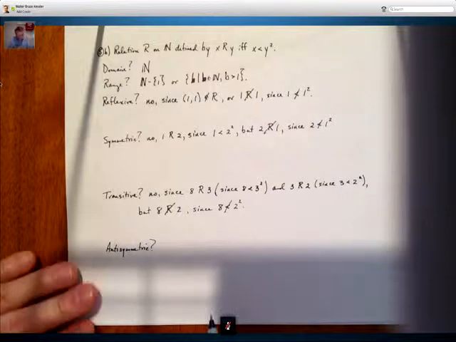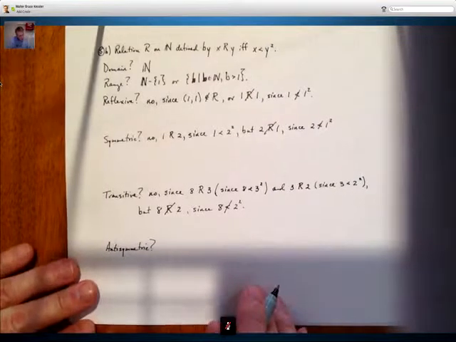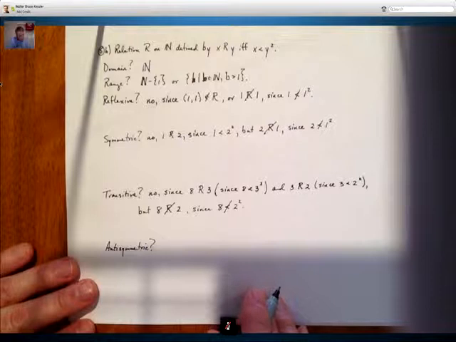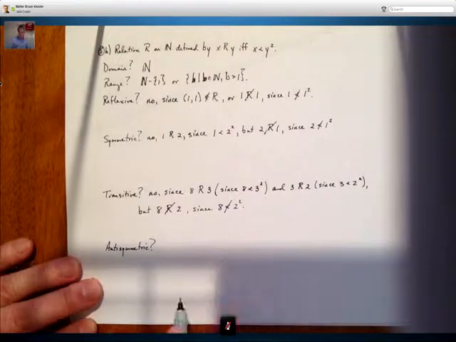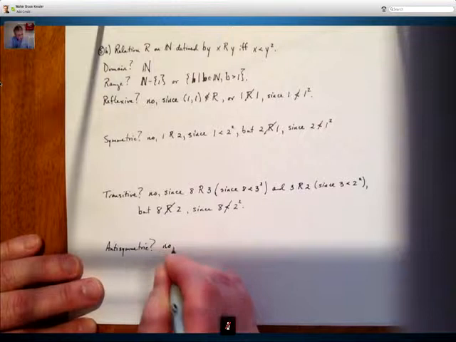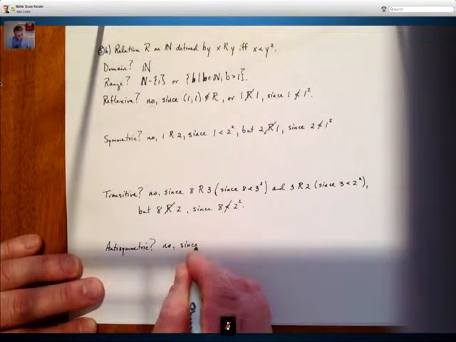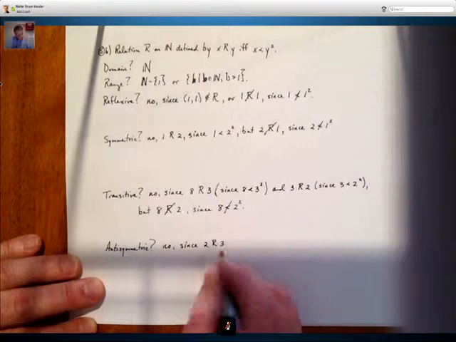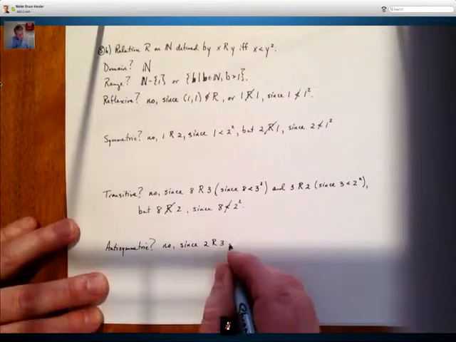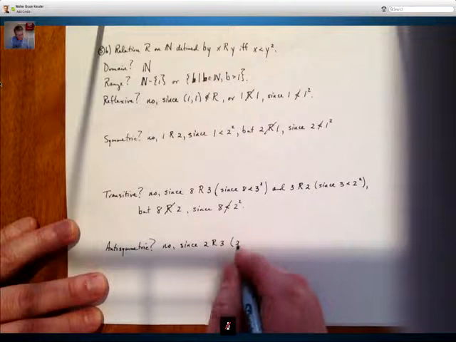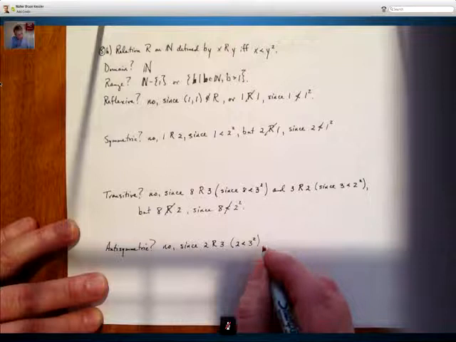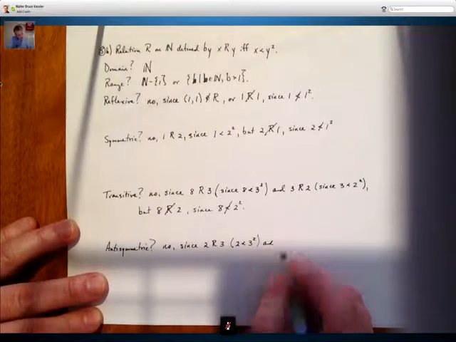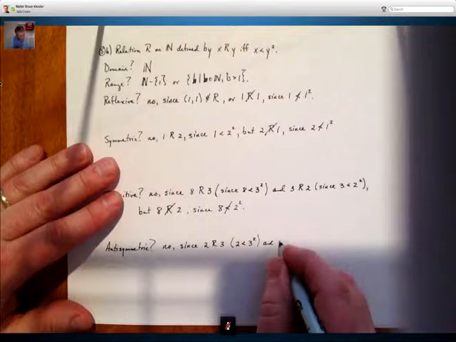And antisymmetric. Really won't work. Let's see. 2 and 3 are actually good examples. No. Since 2 is related to 3, that's because 2 is less than 3 squared. And 3 is related to 2.